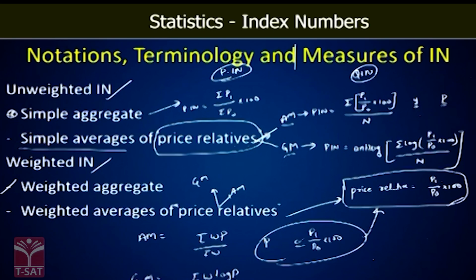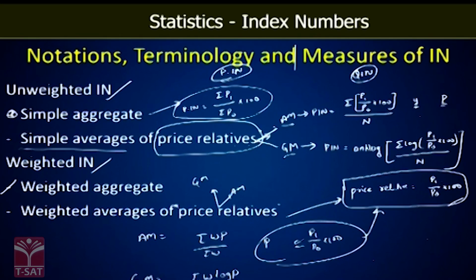What have we seen? We saw the unweighted price index numbers: the simple aggregate method, that is summation P1 by summation P0 into 100. Next we have simple average of price relatives. In this we have two formulas: for arithmetic mean, summation P1 by P0 into 100 divided by n, and for geometric mean, anti-log of summation log of P1 by P0 into 100 divided by n.